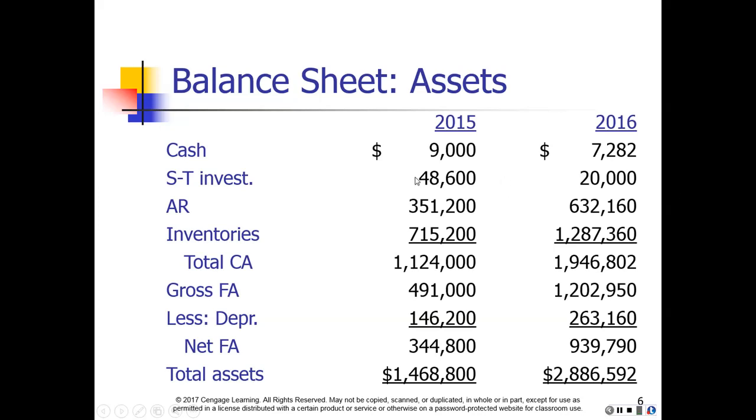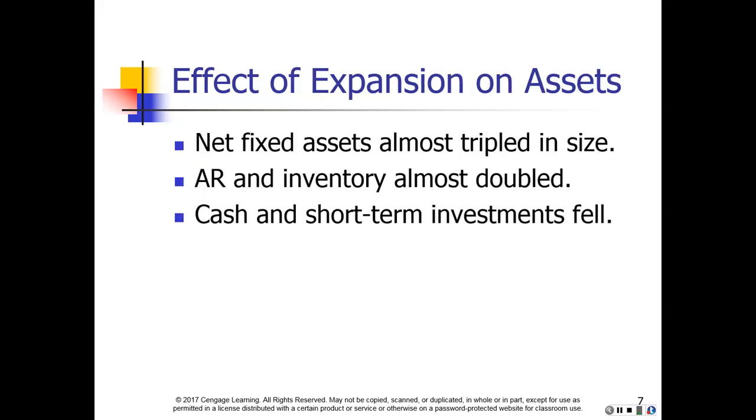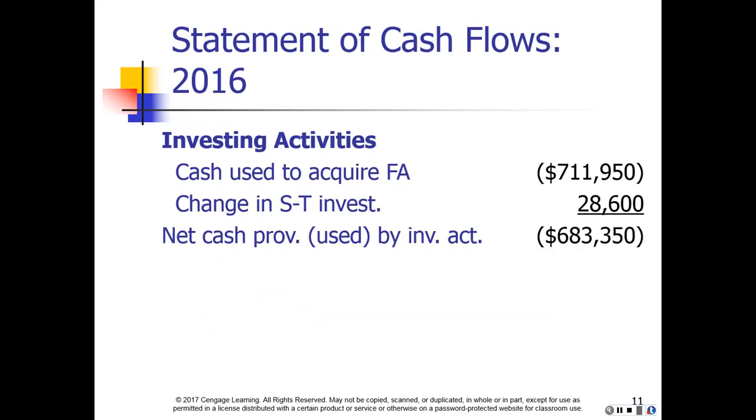This is basically if you had treasury bills, etc., in your account, you sold that, and that would generate some cash. So that is positive. It generated that much cash. So net cash used by investment activities is 680,350.